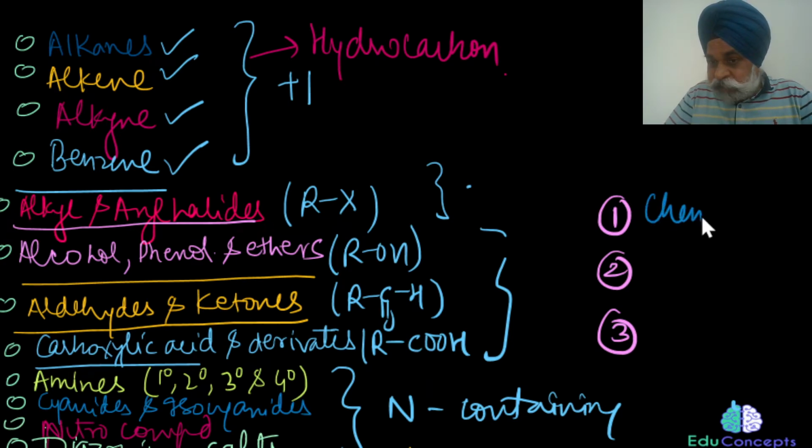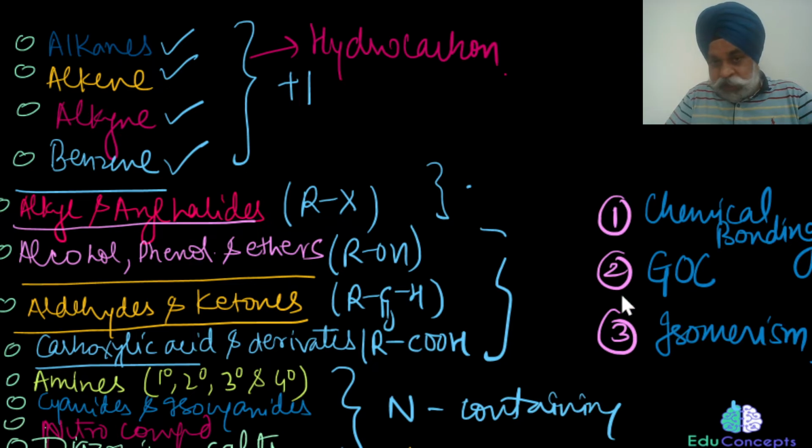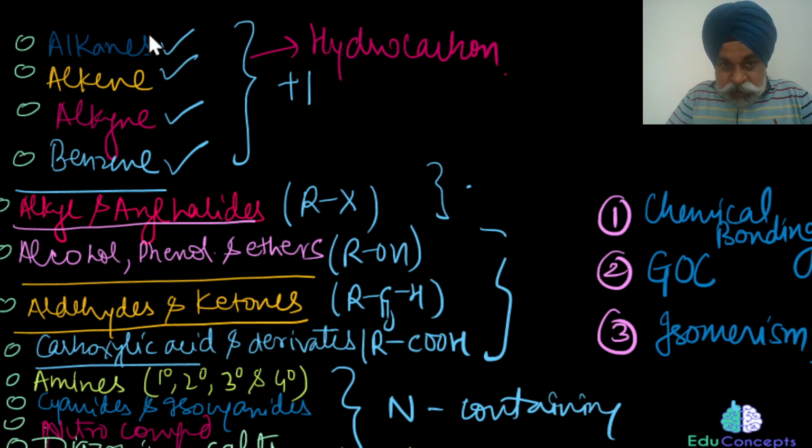First is the chemical bonding aspect, which you should be a bit more fundamentally clear about. Then there is GOC, the general organic chemistry, which I always say is the heart of organic chemistry. And third is isomerism, which is also a very interesting part. These are the topics which we wanted to deal with.